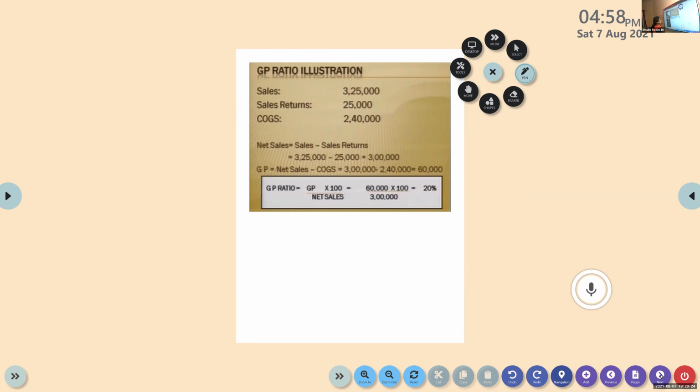Okay, net sales is equal to sales minus sales returns. You get 3 lakhs. So what is gross profit? Net sales minus COGS. 60,000. So what is gross profit ratio now? It is gross profit, 60,000, divided by net sales into 100.